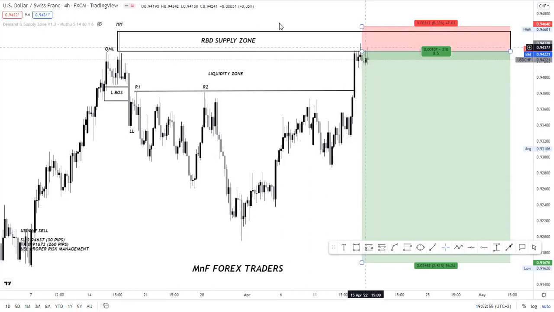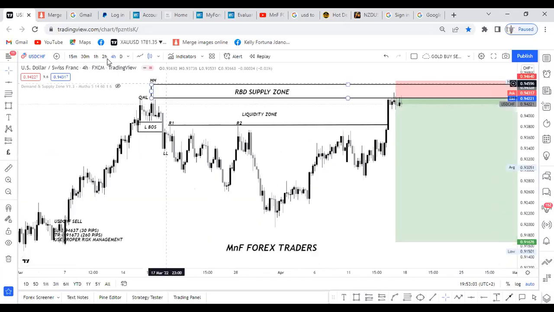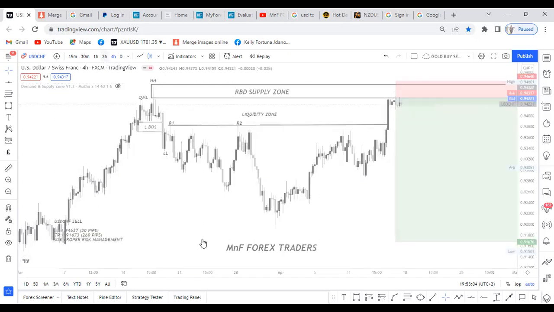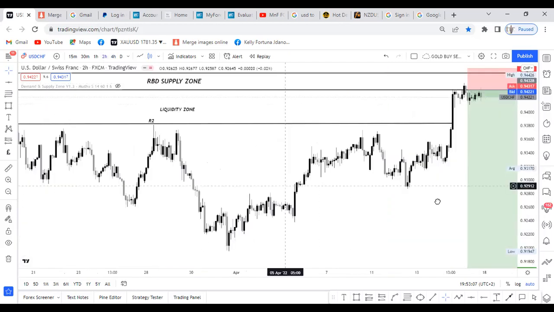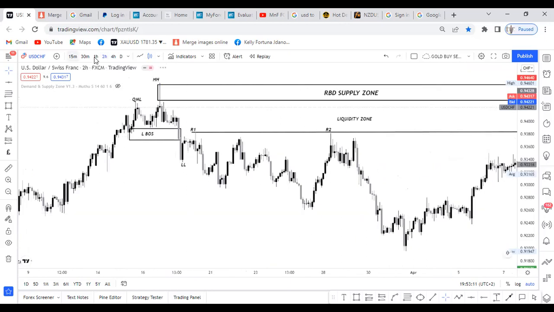What time frame is this? How do you draw that LBD supply zone? So this is a 4 hour. Let's go to the 2 hour time frame. You see. On the 4 hour, it's still a pin bar. Let's go to the 1 hour.